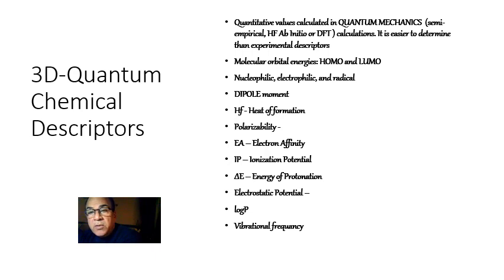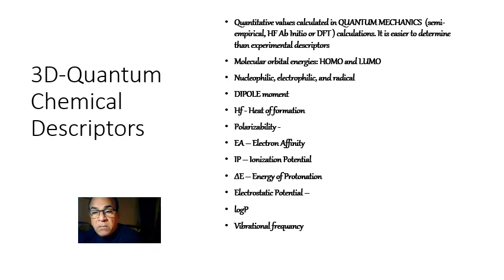Quantum chemical descriptors are quantitative values calculated using quantum mechanics, say semi-empirical, Hartree-Fock, ab initio, or DFT. It's easier to determine computationally than experimental descriptors.